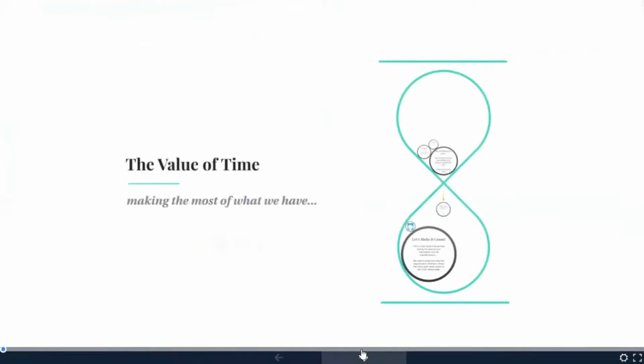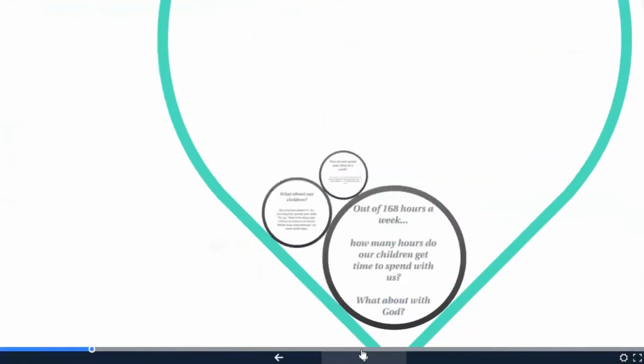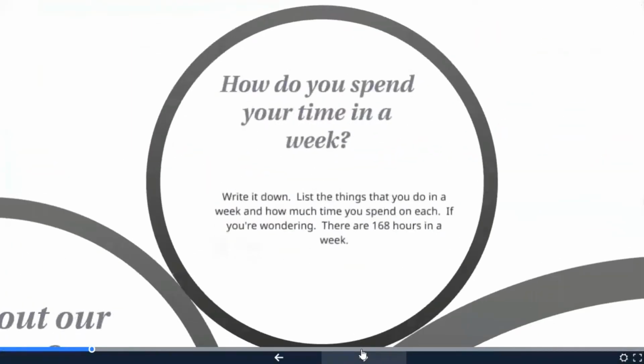So this just says the value of time, making the most of what we have. You can see an hourglass here. So it'll take us to our first point. How do you spend your time in a week? Write it down. List the things you do in a week and how much time you spend on each. So this actually asks them to stop, pause, and write down where their time goes each week, really to think about their time. There are 168 hours in a week.